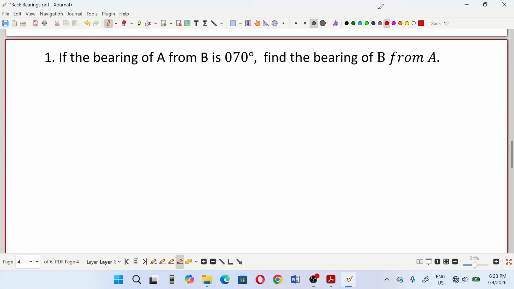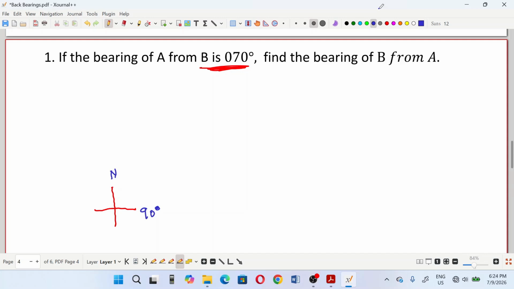It says if the bearing of A from B is 70 degrees, then find the bearing of B from A, which is the back bearing, right? So we have been given the bearing of A from B. So the one that always comes after the word from is your initial point. So A from B, meaning I'm at B, so I need to draw my Cartesian plane. Right, so this is my north. I got my 90 degrees here. And the angle that has been given, right?